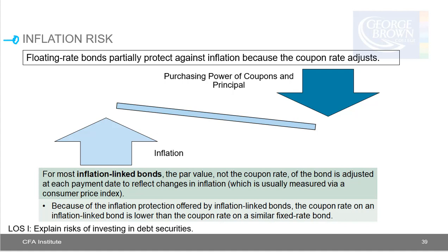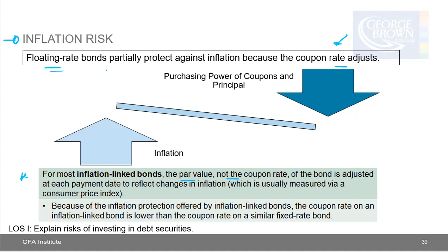Now, we looked at a couple of things. Floating rate bonds partially protect against inflation because the coupon rate adjusts. So remember, that is a floating rate bond. The coupon rate does adjust. That was a LIBOR base plus a fixed spread, okay? So as interest rates change, the coupon rate does adjust. That was in contrast to most inflation-linked bonds where the par value, not the coupon rate, of the bond is adjusted at each payment date. So if there's inflation, the par value goes up, that increased par value times that fixed coupon rate, the coupon payment in terms of dollars is going to change, but not the rate. So that's the important thing to understand.